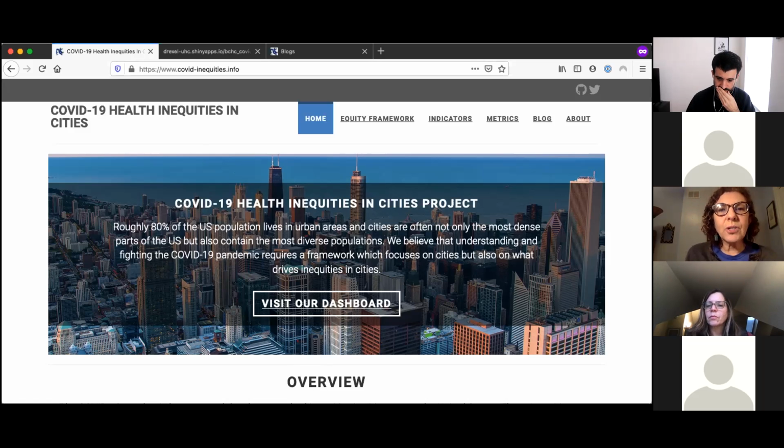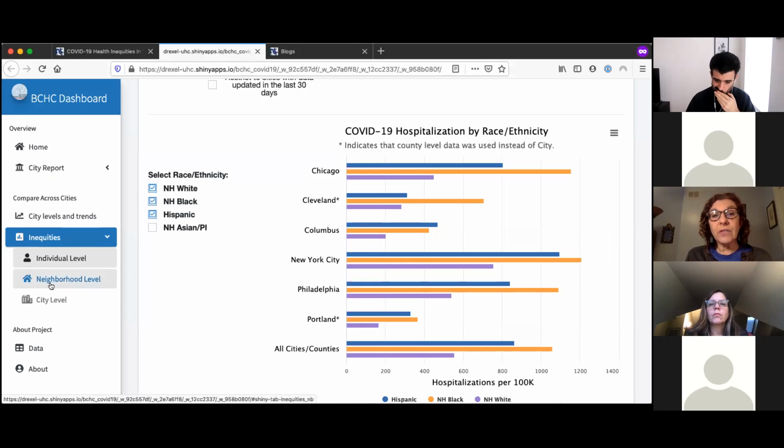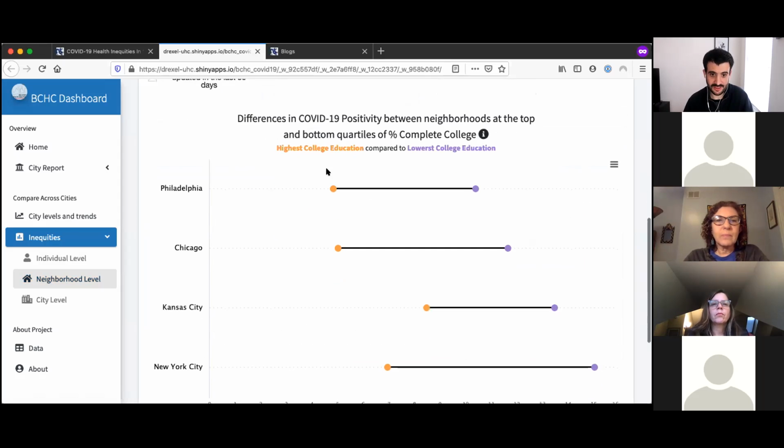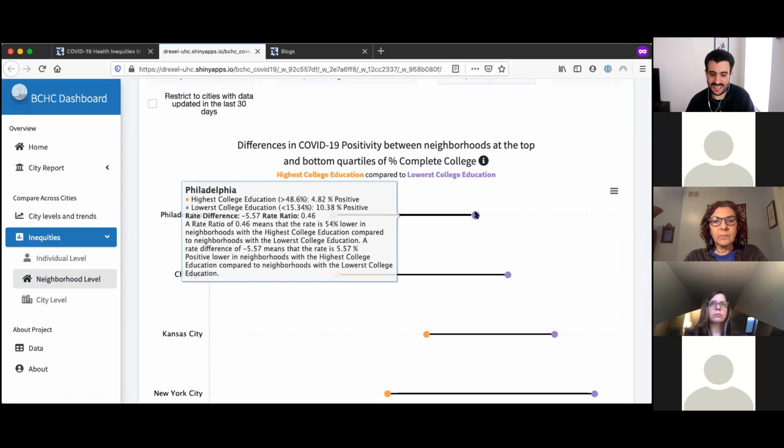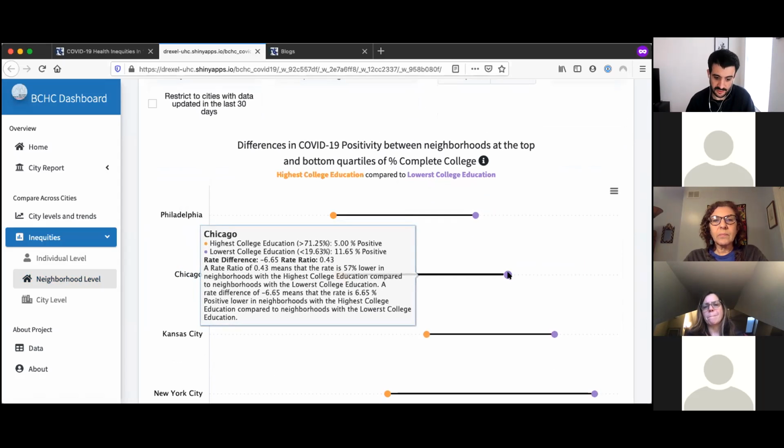Okay. Another question is, for the comparison of different indicators, incidence, death, hospitalization rates, etc., in high versus low quartiles for social indicators for different cities, I presume that the differences in rates among cities reflect differences in how the high is defined in one city versus the high or low in another city. Is that correct? Yes. I think the question is about this one, where we are looking at, for example, what's the positivity in areas with the highest college education versus lowest college education. In Philadelphia, for example, the percent with the highest college education is 48%, that top category, while in Chicago, that's 71%. So yes, this is city specific. The top and bottom are city specific.